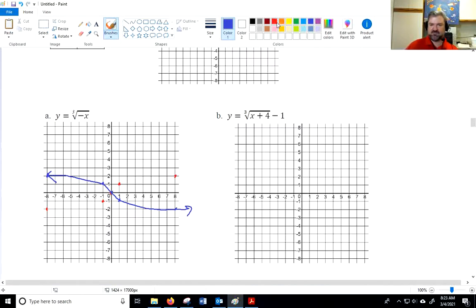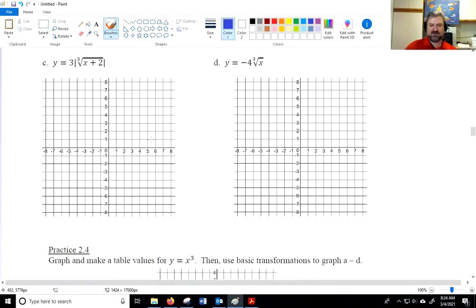All right, let's do the next one. We're going to plot these points here. 0, 0, 1, 1, 8, 2, -8, -2, -1, -1. Move each point 4 to the left and down 1. 1, 2, 3, 4, down 1. 1, 2, 3, 4, down 1. And then this point here will be pretty far away, I guess. And there we go. Okay, let's try the next one.